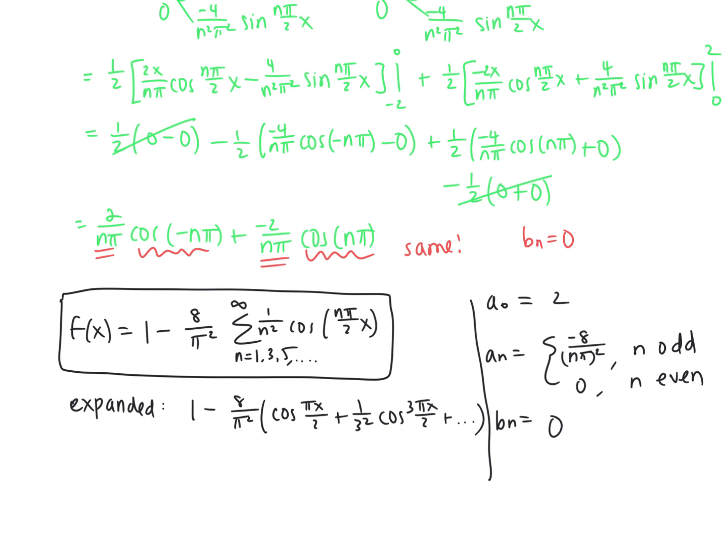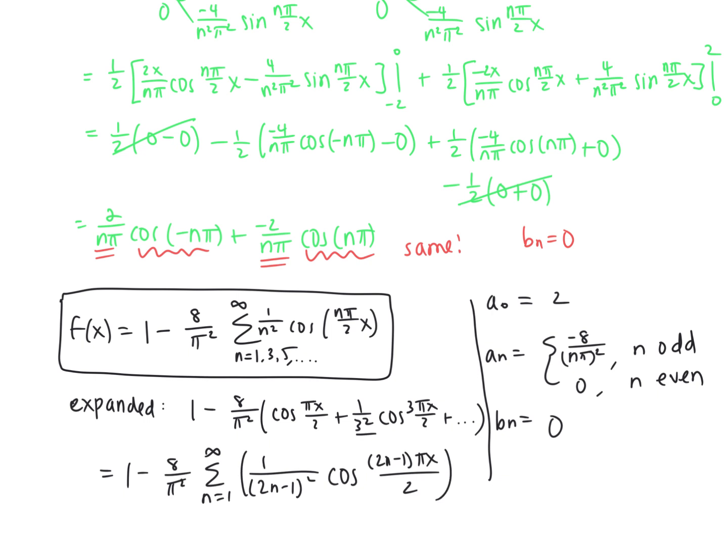And so if we wanted to, we could write this a little bit nicer instead of having those odd n's. You don't have to do this. I'm just showing you how you could. It also could be written as 8 over pi squared, if we go from n equals 1 to infinity, those coefficients, so this 1 over 3 squared, that's 1 over 2n minus 1 quantity squared. And then we have cosine of 2n minus 1 pi x over 2. Again, you're not going to be asked to do that. You will just leave your answer in this form, which is great.